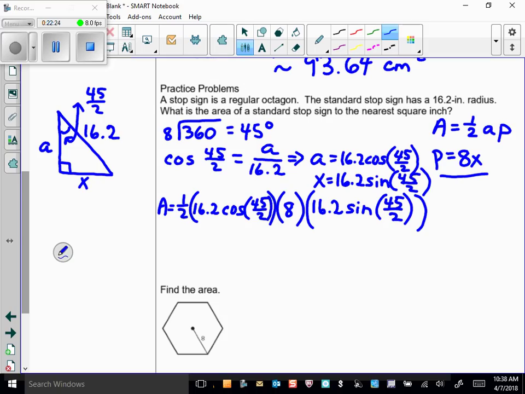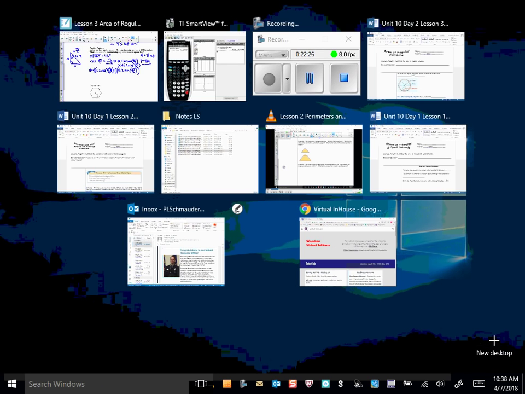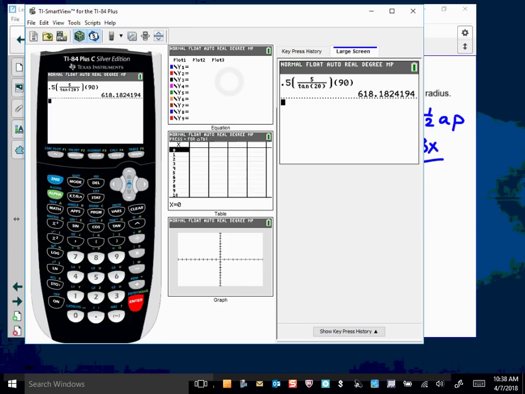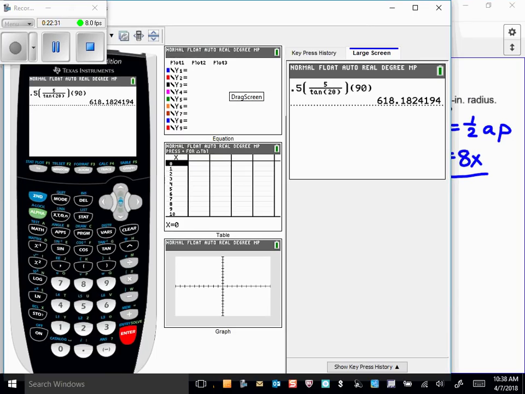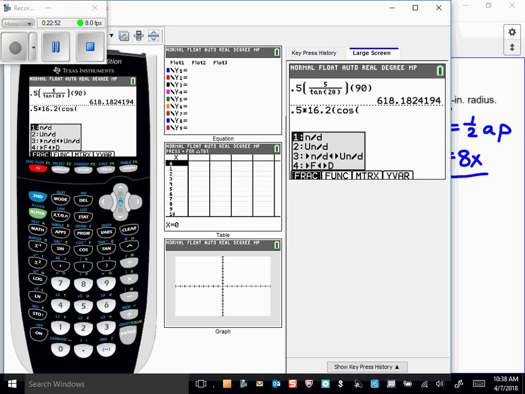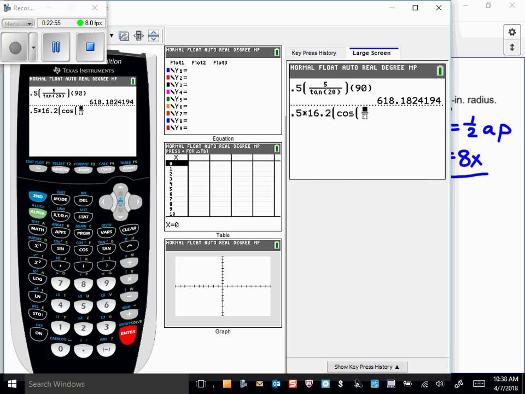Okay, so let's go over here. I'll show you how to do it with your calculator one more time. The rest of the time tonight you're on your own. So what do we got? Once again, I'm going to use 0.5 instead of a half. It's just a little bit easier. So I'm going to multiply that by 16.2 times cosine of 45 halves. Cosine, I'm going to put my little fraction in here. 45 divided by 2.